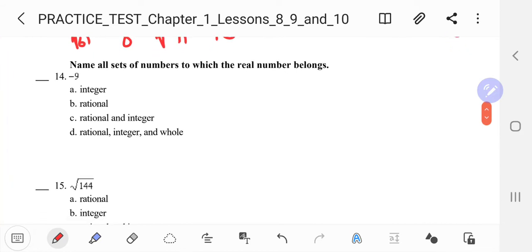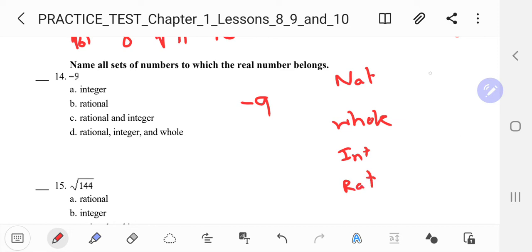Name all the sets to which the real number belongs. All right, -9. We have natural numbers, whole numbers, integers, and rational numbers, and then the other side of that is irrational.